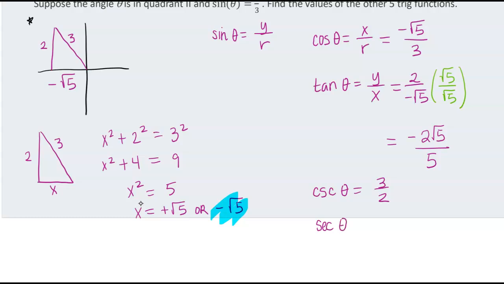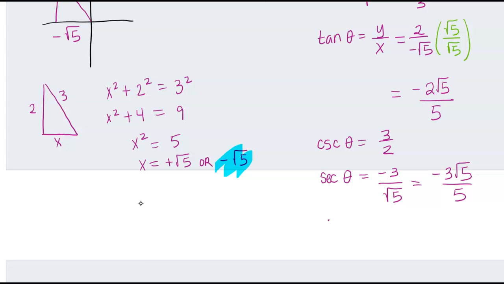Secant will be the reciprocal of cosine. And again, we have to rationalize. This will be negative 3 root 5 over 5. And cotangent is the reciprocal of tangent. If I look back at this version here, it's easier to see that I just flip that fraction upside down. Negative root 5 over 2.